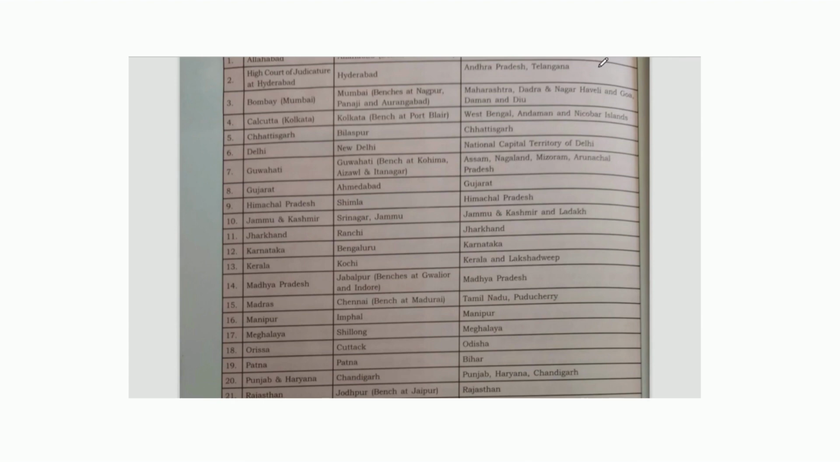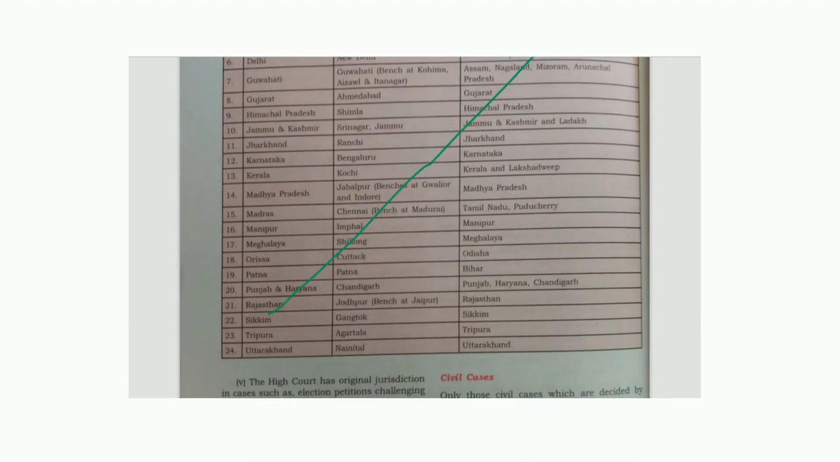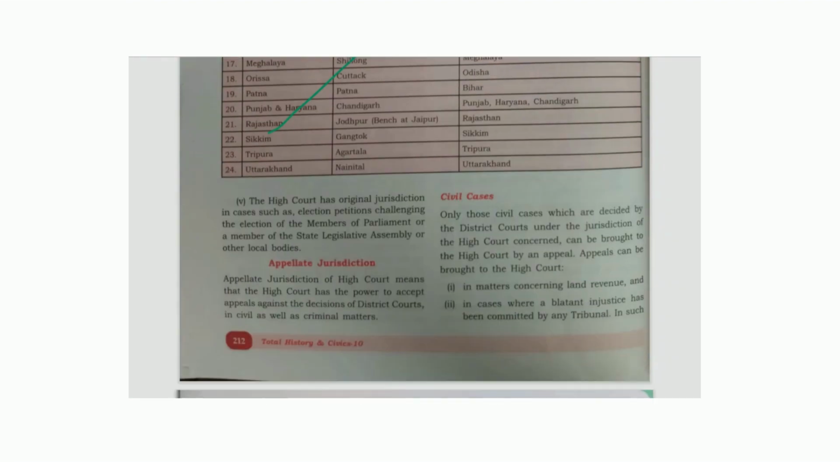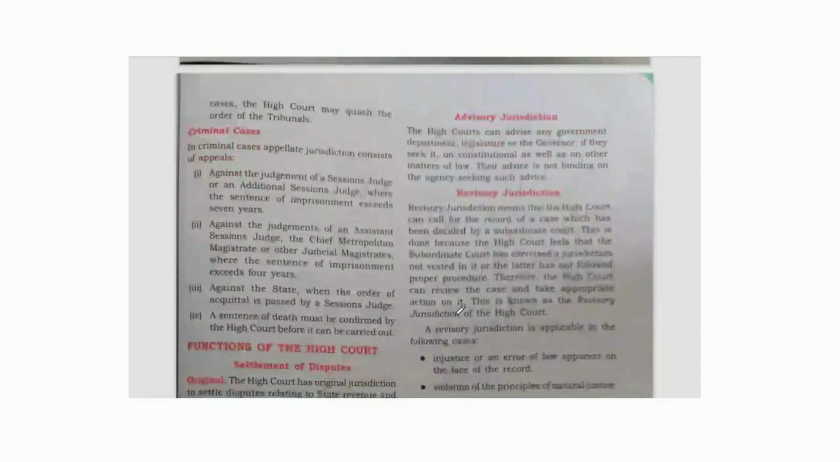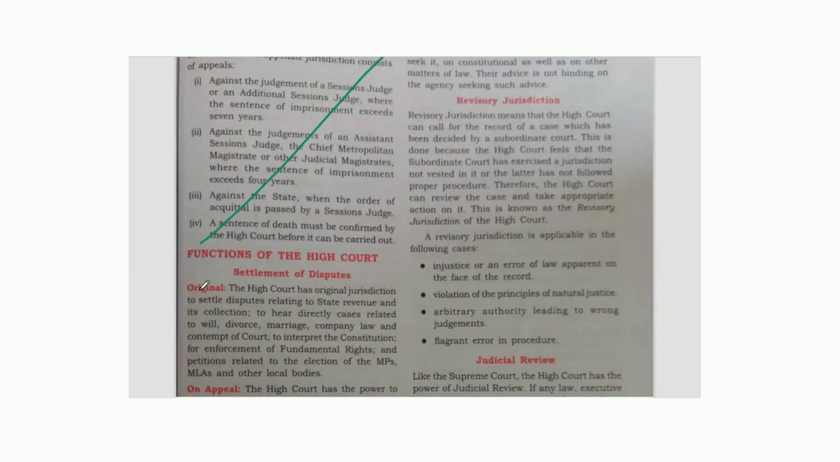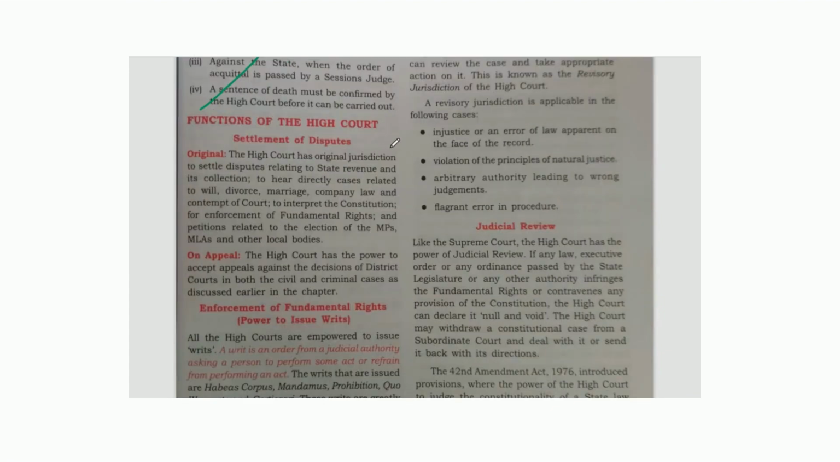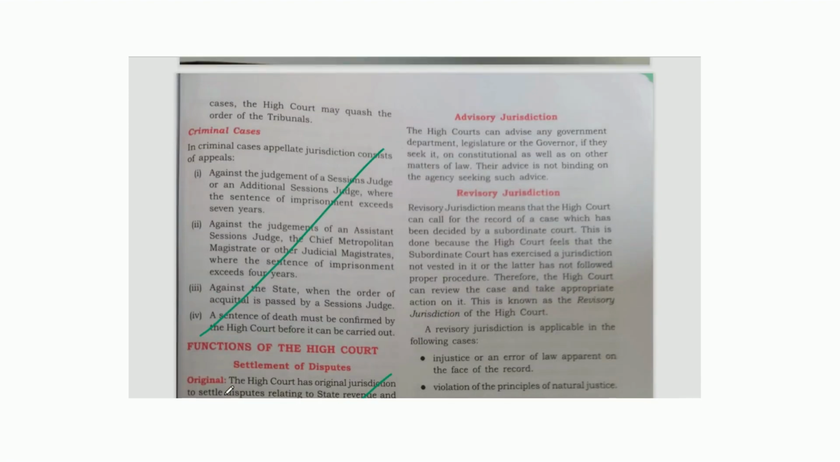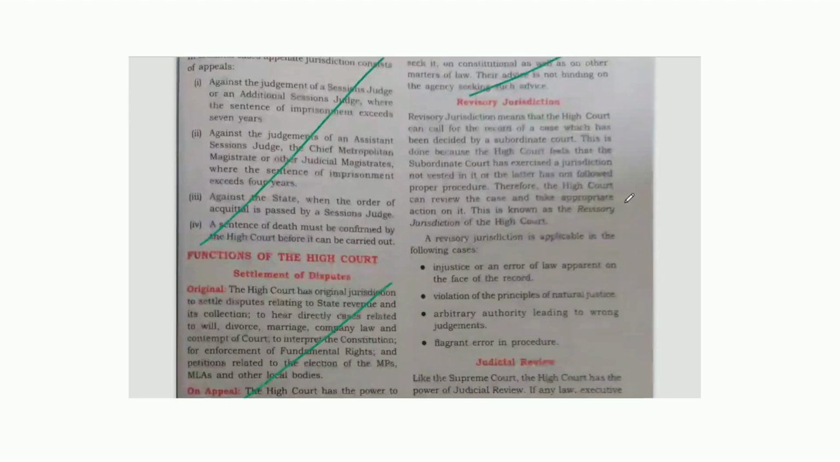This table also you really don't need to know about for exam, but for general knowledge you can always read that which high court caters to which of the states. Then please cancel appellate jurisdiction and all these paragraphs. Civil cases not in syllabus, criminal cases not in syllabus, functions of high court, settlement of disputes not in syllabus, enforcement of fundamental rights not in syllabus, advisory jurisdiction of high court not in syllabus, revisory not in syllabus.